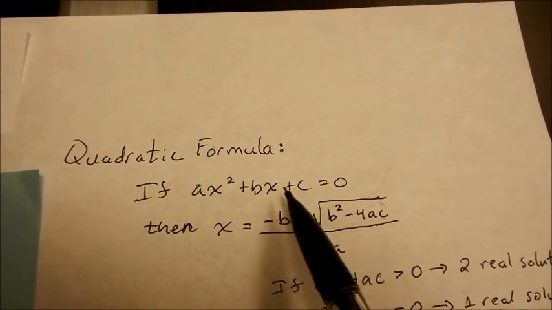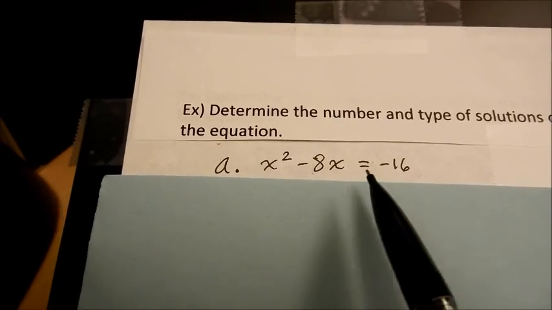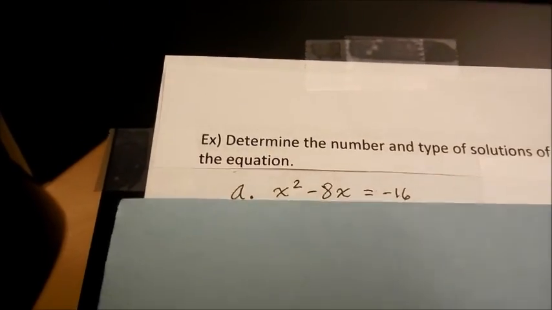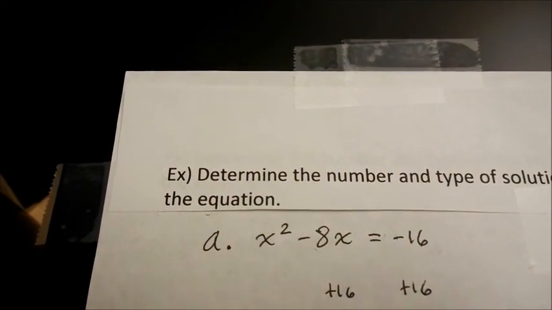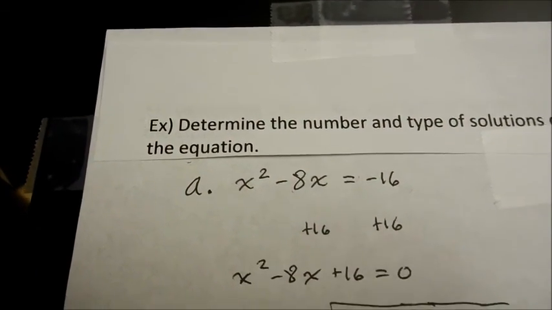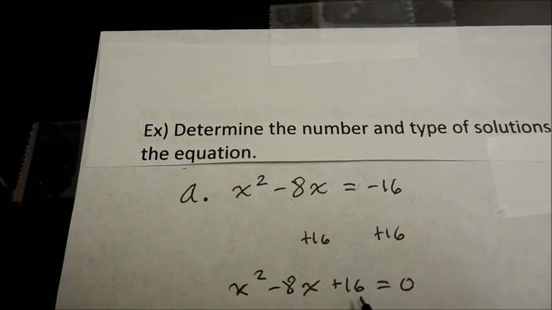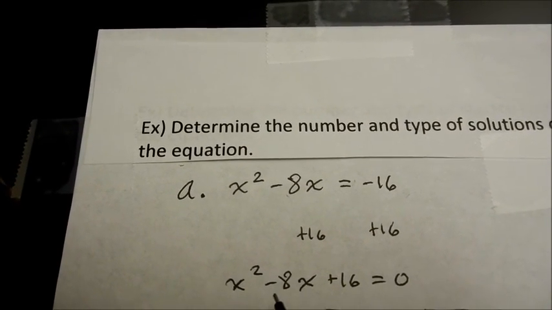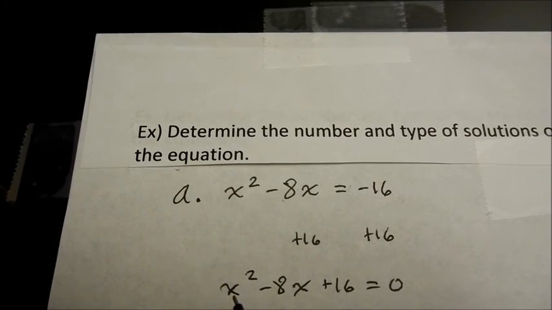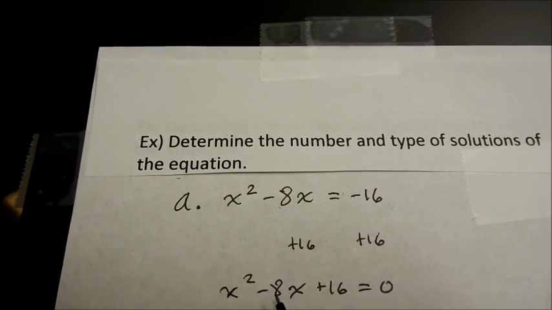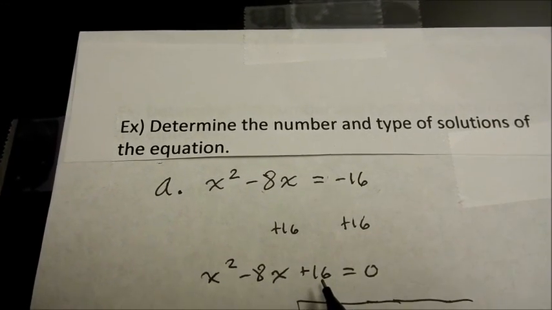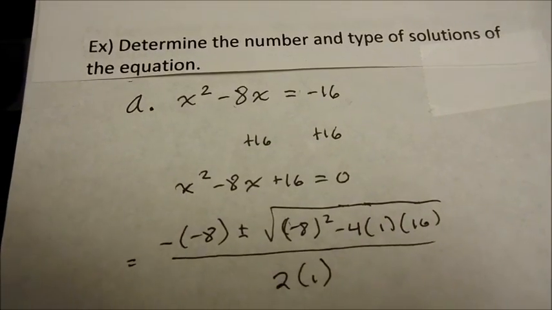Now, to use this formula, you need your original equation to have 0 on one side and everything else on the other. So the first step here is to add 16 to both sides, and here's what that looks like. If you add 16 to both sides, you get 0 on one side, and you have this expression on the other. Now, if I were to put all the a, b, and c values into the formula, a being 1, b equaling -8, and c equaling 16, I'd actually get this.